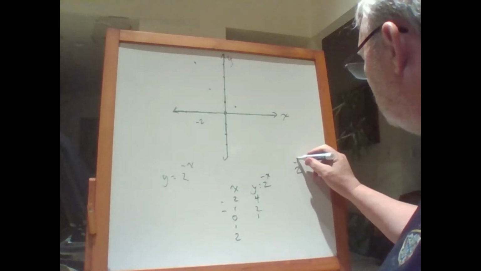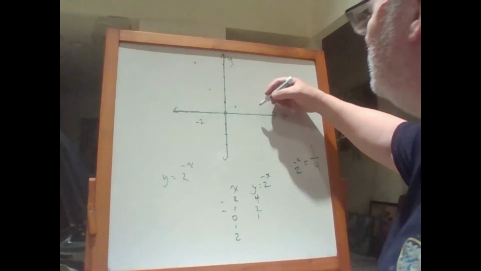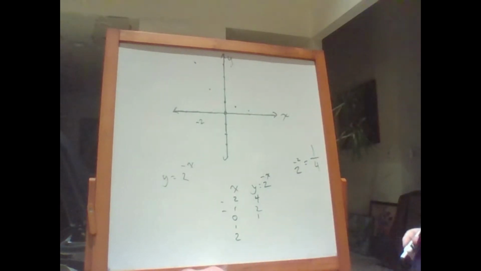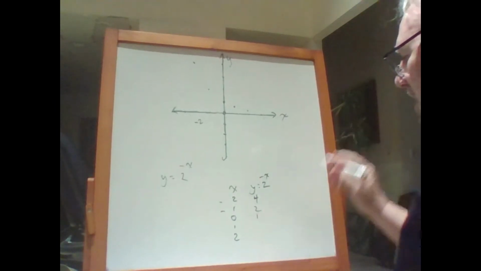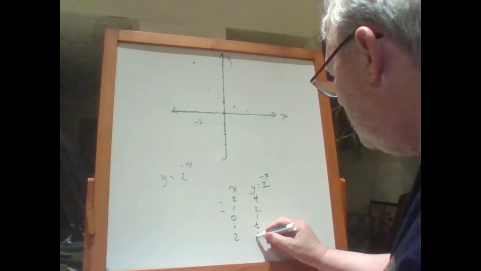2 to the minus 2 equals 1 over 4. So that's 1/4. So that's about here. And what we see is sort of the mirror image, with 1/2 and 1/4.